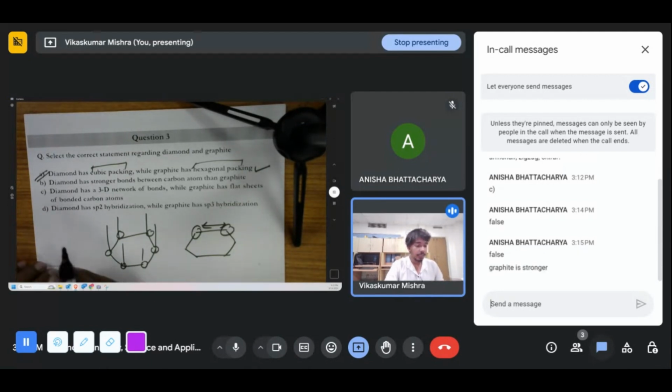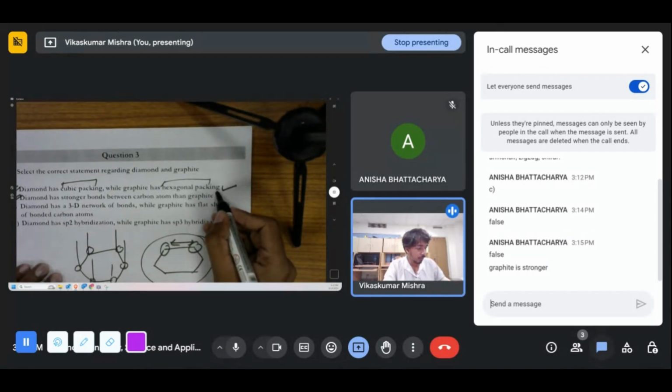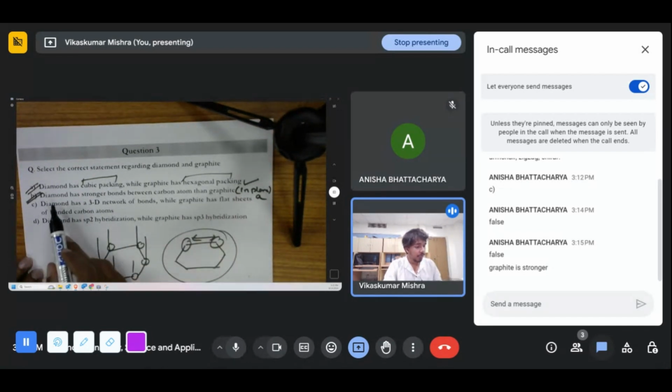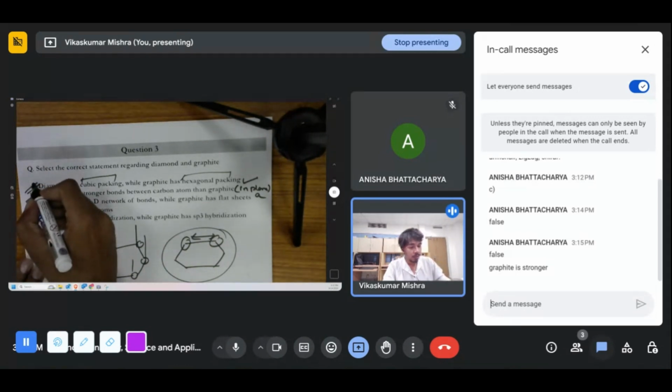Yes, graphite is stronger, right? So in this case, the graphite is stronger within the plane. If we go above the plane, then obviously the diamond will be the one with the stronger bond. But within the plane, I should specify, graphite is stronger. So with that, diamond has it. This is a false one, right? So till now we got the answer A to be the right answer.